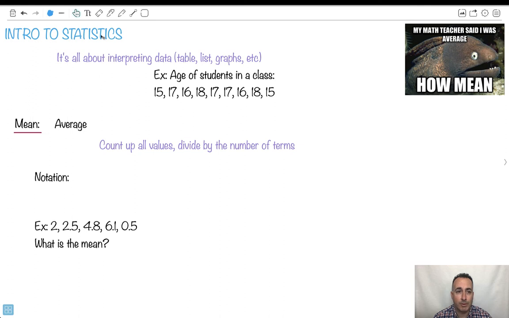So in statistics, we have a whole bunch of different terms, and I'm going to try to introduce you to those.